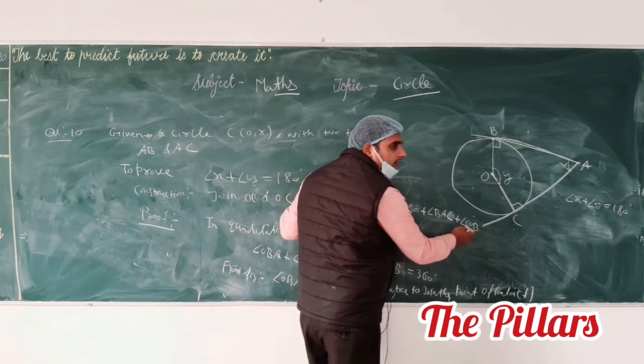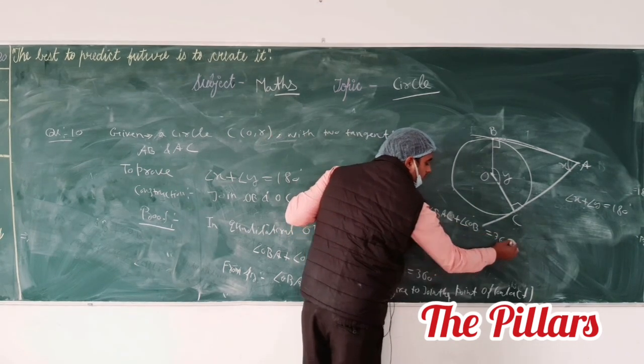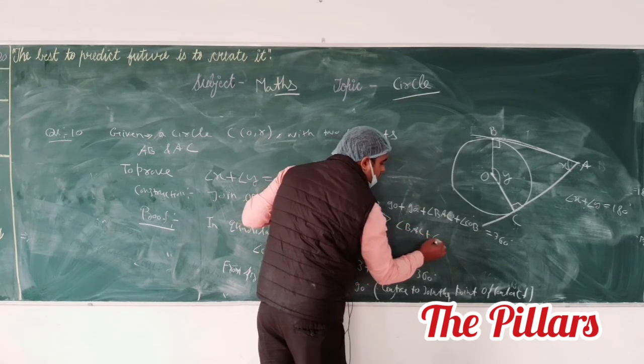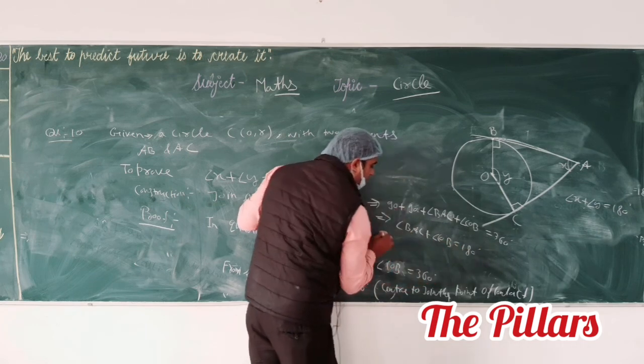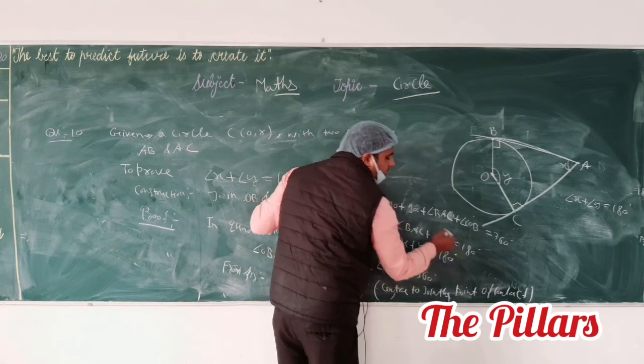Angle BAC plus angle COB equals 360 degrees minus 180 degrees. This implies that angle BAC plus angle COB equals 180 degrees, and we mention these by x and y. X plus y equals 180. This is the proof of the theorem.